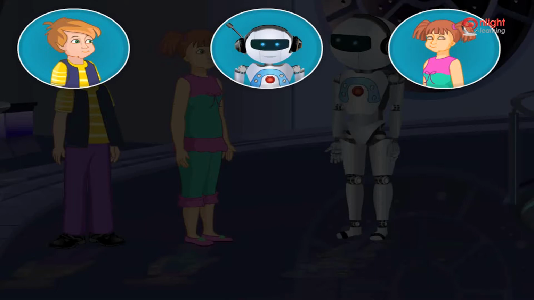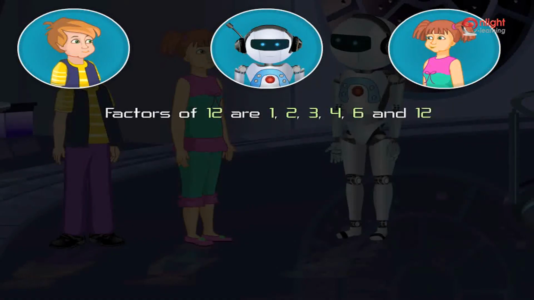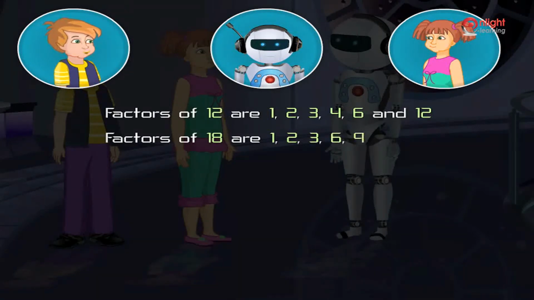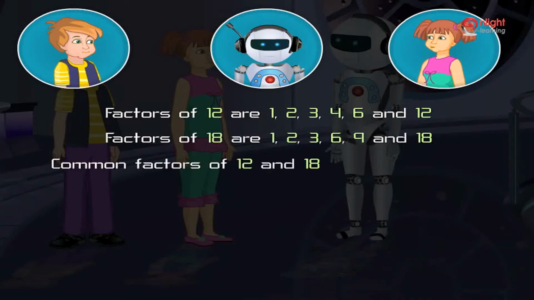Now, let us see how to arrange the chairs. The factors of 12 are 1, 2, 3, 4, 6 and 12. The factors of 18 are 1, 2, 3, 6, 9 and 18. The common factors of 12 and 18 are 1, 2, 3 and 6. The highest common factor is 6. So we will arrange 6 chairs in each row.